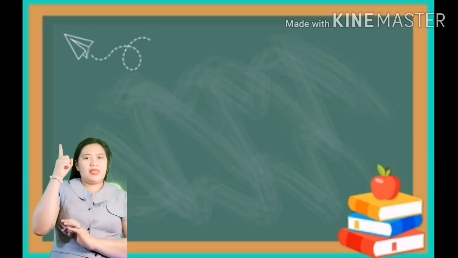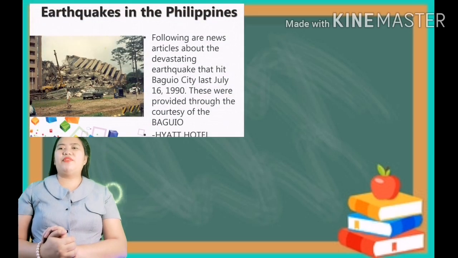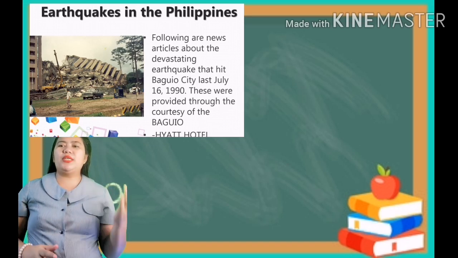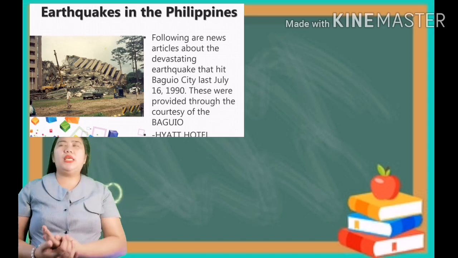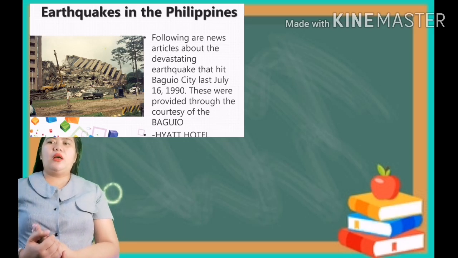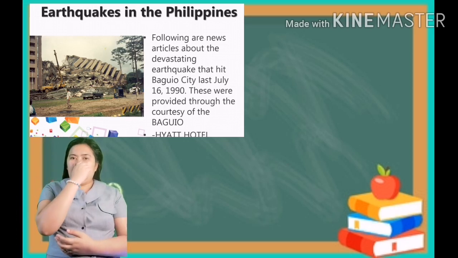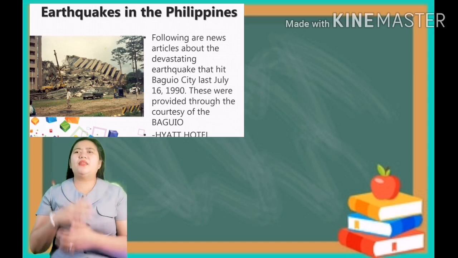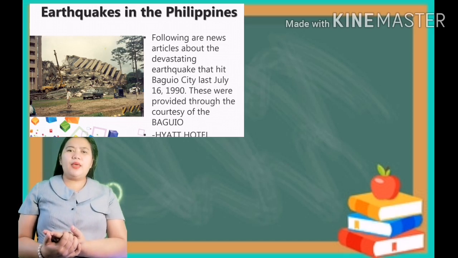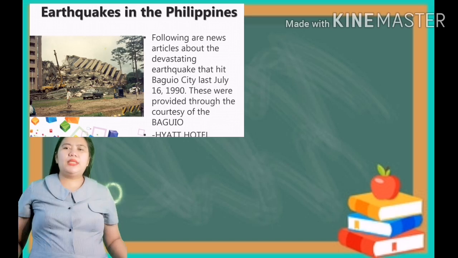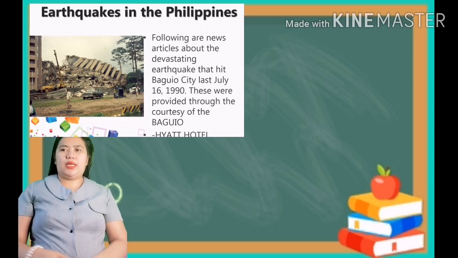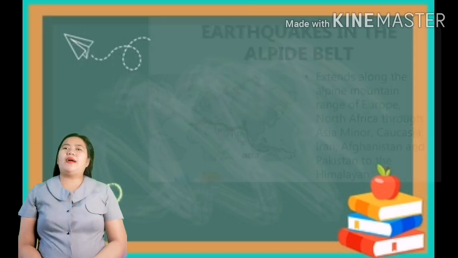Next would be this one. Following our news articles about the devastating earthquake that hit Baguio City way back July 16, 1990. The picture is actually the Hyatt Hotel, which was newly constructed. This was built during the period of our late president, Ferdinand Marcos. But then again, due to this earthquake way back 1990, it totally damaged and collapsed the whole Hyatt Hotel.